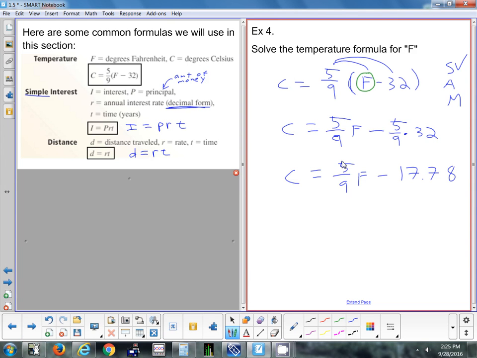Does anybody see any adding or subtracting I could do on both sides? Think about what you're trying to get by itself. Well, Kyle, do you see anything? Anything I could add or subtract from both sides that would start to get this by itself? Careful, that's multiplication, right? So we're going to have to handle that when we get to multiplication or division.